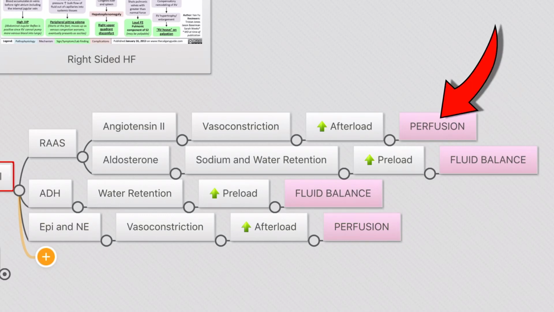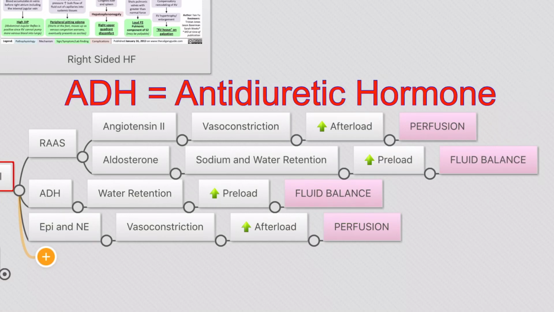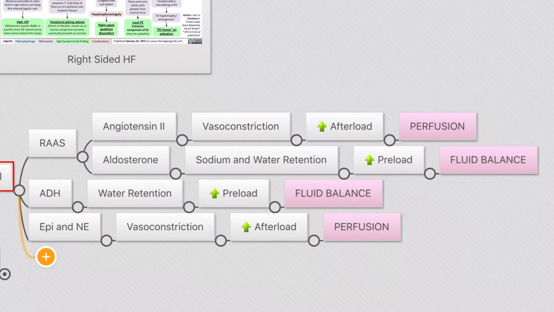Aldosterone is another hormone that helps with retaining of sodium and water, and that's going to increase preload. Increasing preload is going to affect the fluid balance. That's not going to be a good thing. Antidiuretic hormone is going to retain water, and again, it's going to increase preload and affect the fluid balance.